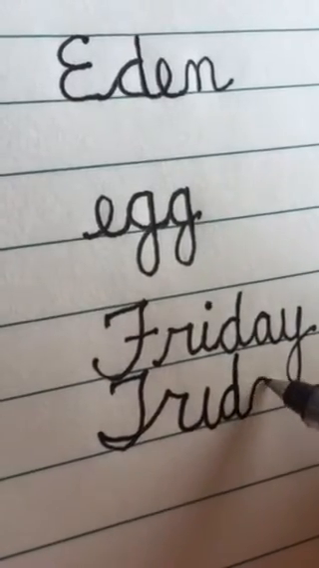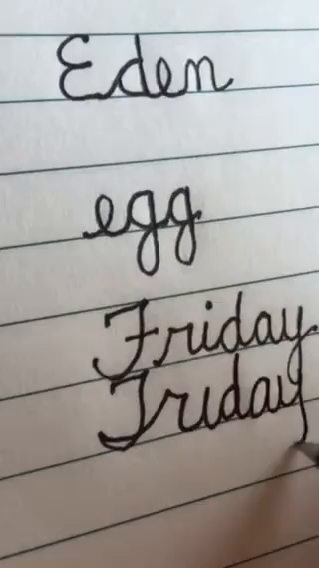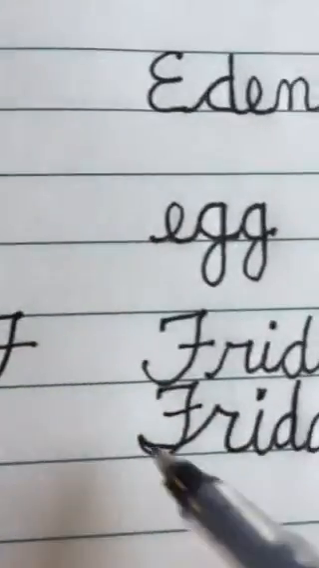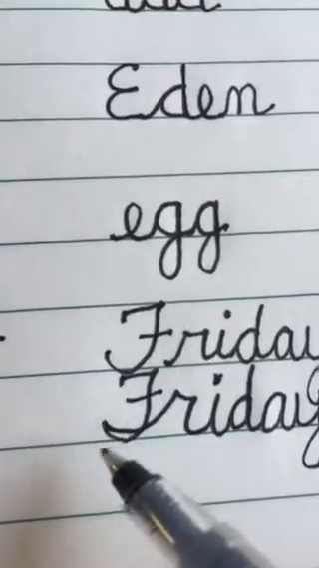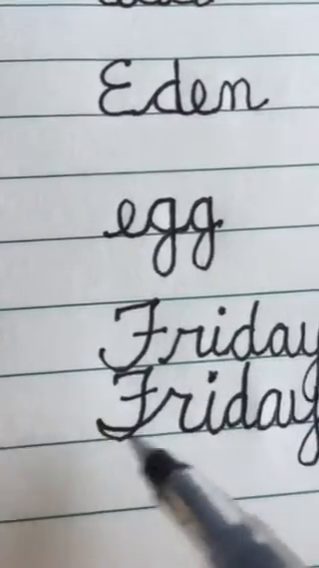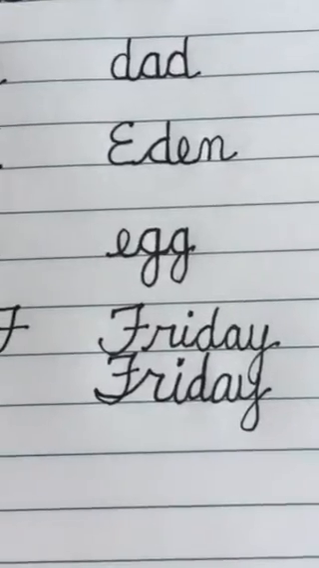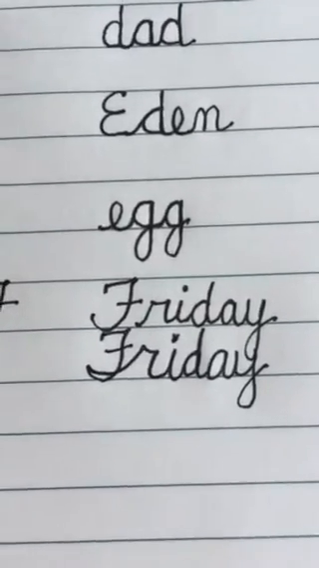Here's my D, my A, and my Y, and I need to cross it. So if you want to connect it, you just keep your pencil, or your pen, and you go back through it. So there's our two versions of the capital F that are connected. Either way is okay.